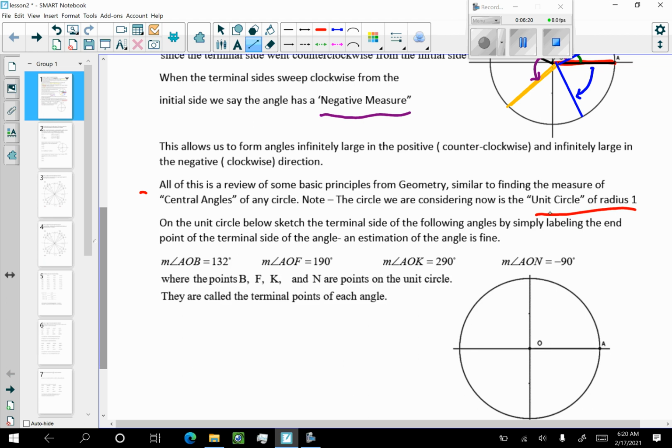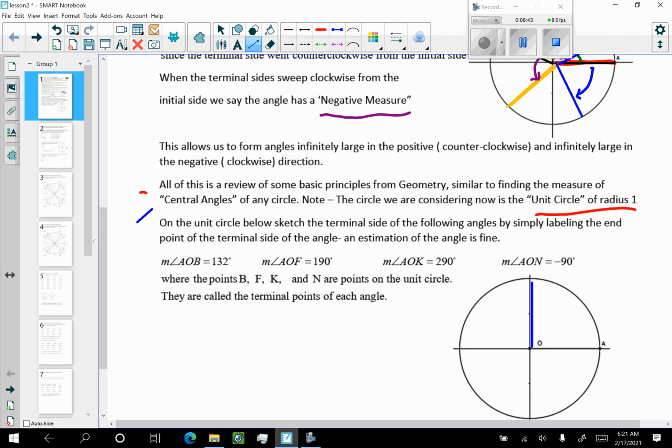Okay, so on the unit circle below, just recall that. And now let's talk about this. On the unit circle below, sketch the terminal side of the angles by simply labeling the end point of the terminal side of the angle. An estimation of the angle is fine. So if I want angle AOB to be 130 degrees, you tell me when to stop. I want it at 130 degrees.